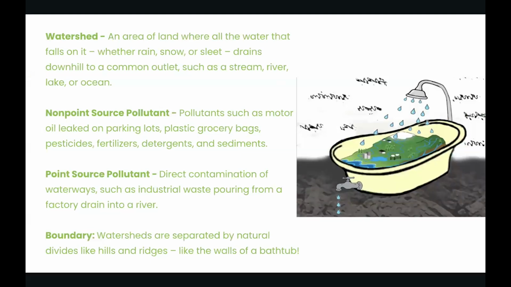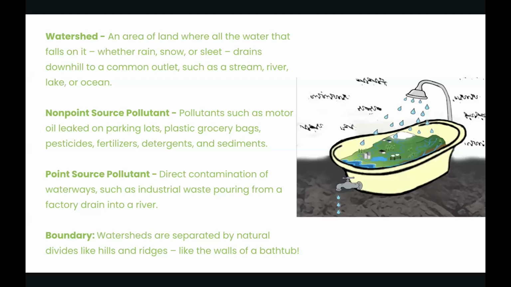But remember how we talked about precipitation contributing to surface runoff? Well, some things that the water helps move are point source and non-point source pollutants. Non-point source pollutants are pollutants such as motor oil leaked on parking lots, plastic grocery bags, pesticides, fertilizers, detergents, and sediments. So when it does rain or sleet, these pollutants are moved towards the larger body of water in that area. But there are also point source pollutants, which go directly into that larger body. You can think of factory spills.